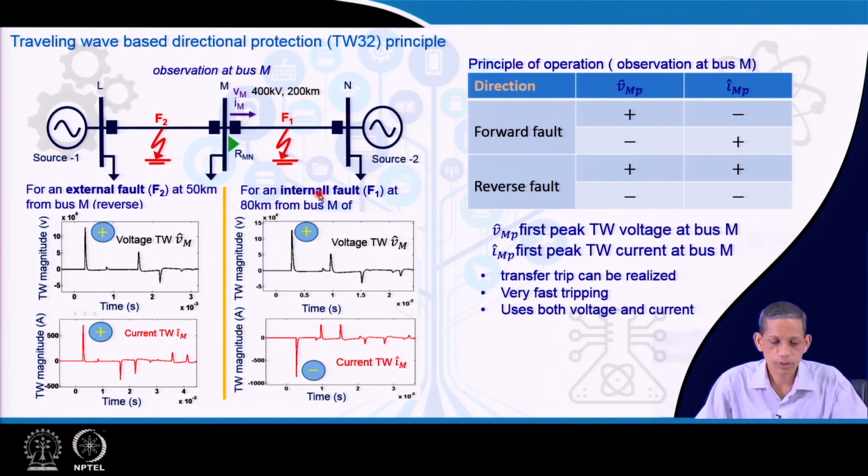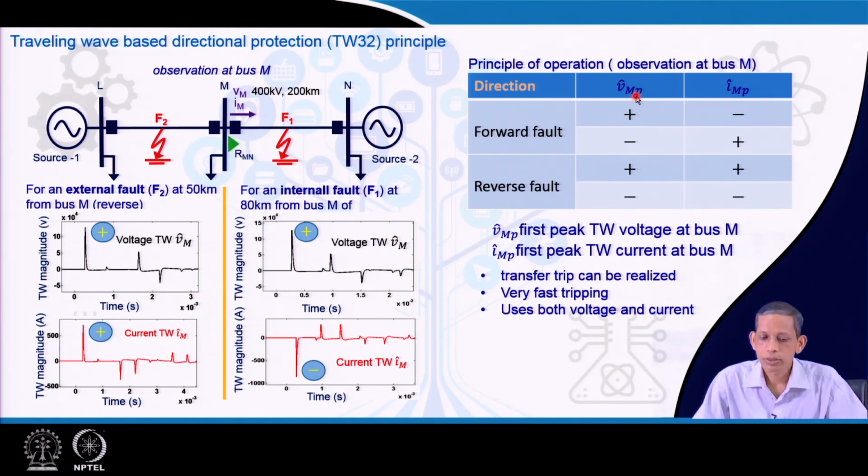F1 is a forward fault, an internal fault. You see here the voltage wave is positive and current is negative. For this fault, current travels this way, voltage travels this way, so it is in the opposite direction to the current direction. So, this is negative, and voltage will be positive.